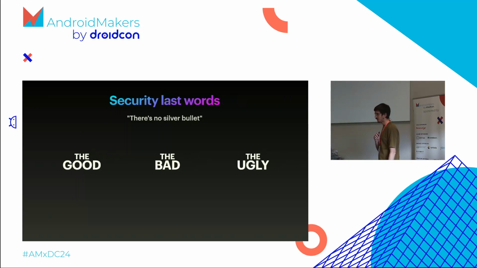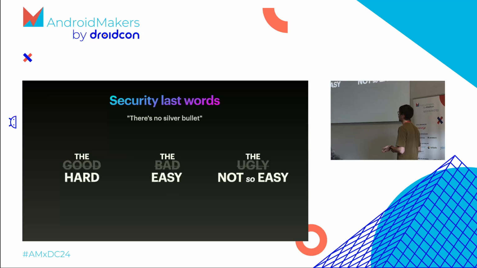All right, so some last words. I think there's no silver bullet, right? In terms of security, this talk could probably be renamed to the hard, the easy, and the not so easy. So be cautious, right? There is no single solution that can fix all vulnerabilities. It's just a matter of adding layers and making it harder, so the bad actor says, okay, it's not worth it. I'm going to the next app that has just stored it as plain text in the source code.